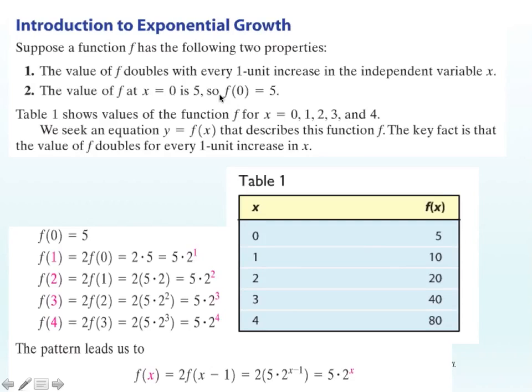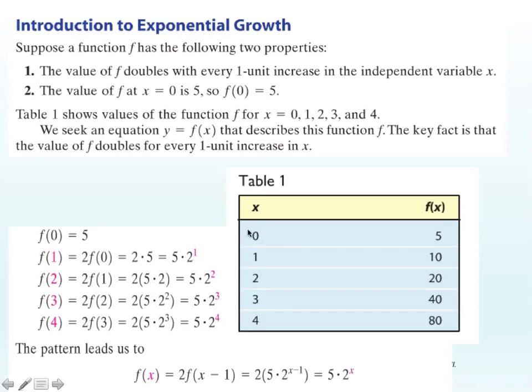So let's look at this introduction to exponential growth. Let's suppose that a function f has the following two properties. The value of f doubles with every 1 unit increase in the independent variable of x, and the value of f at x equals 0 is going to be 5. So we know that f of 0 is equal to 5.